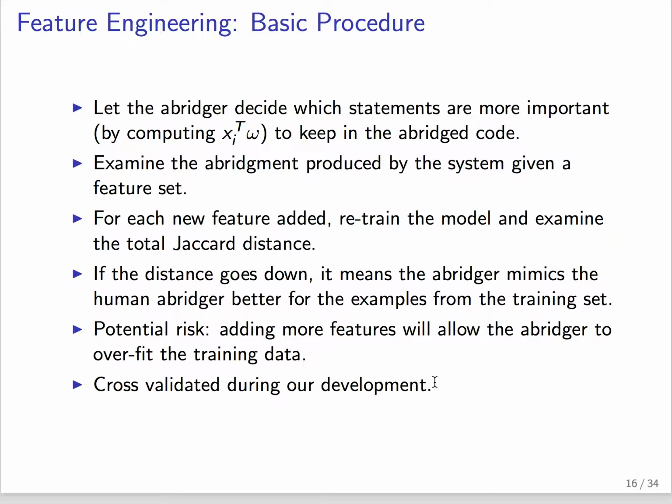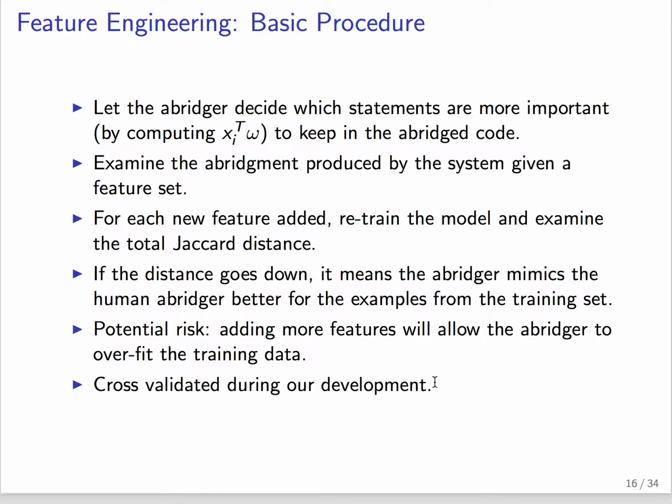So we applied a very standard feature engineering step, that is, we examine the abridgment results given a feature set, and then we try to add new features and retrain the model and examine the Jaccard distance again, which is a kind of approximation of the performance of our source code abridger. And if that value goes down, it probably means our abridger did a better job. And we keep doing this and keep seeing the distance go down by adding new features.